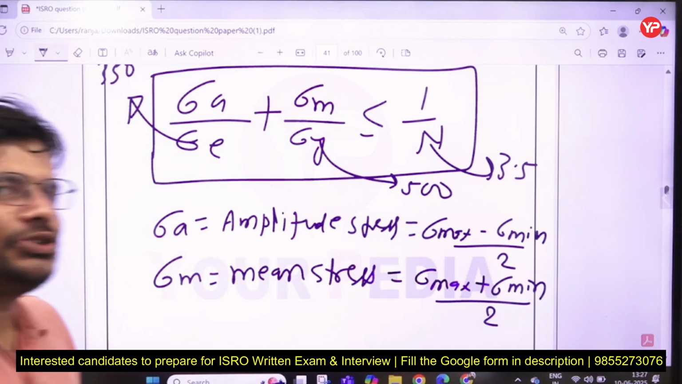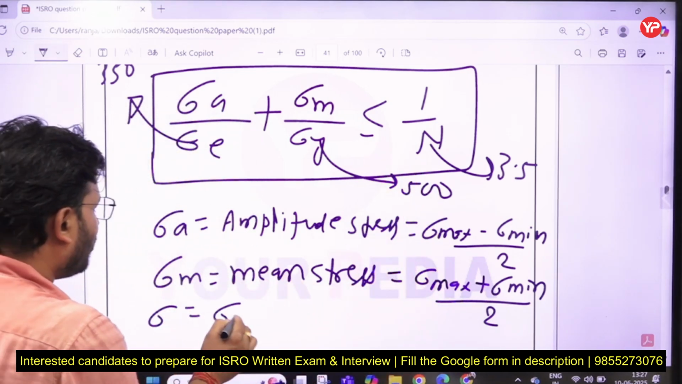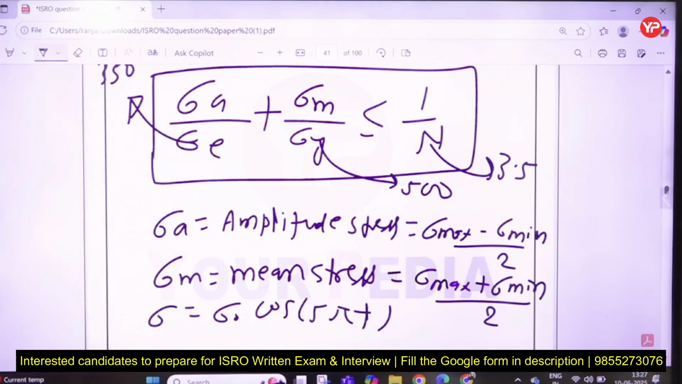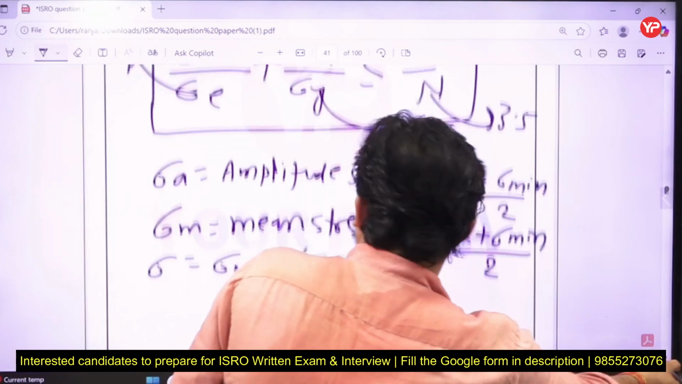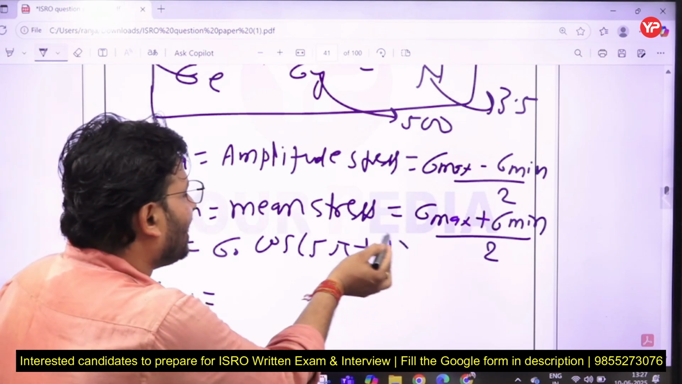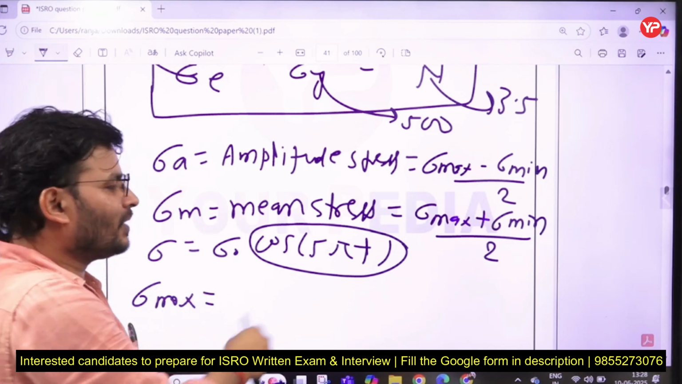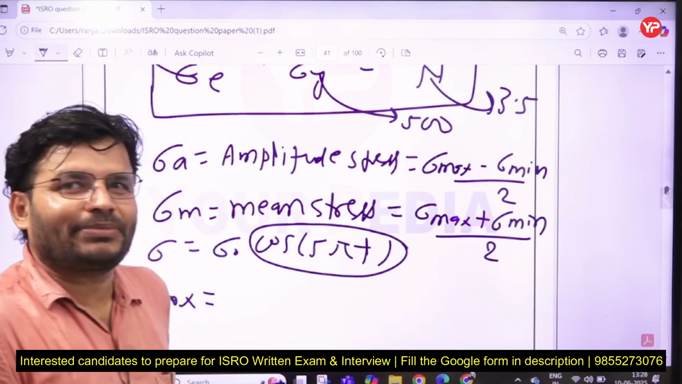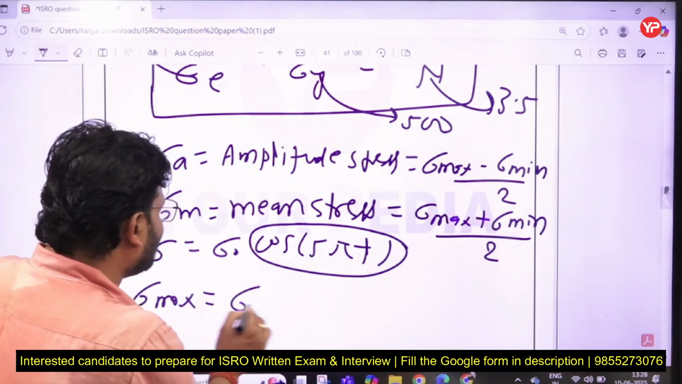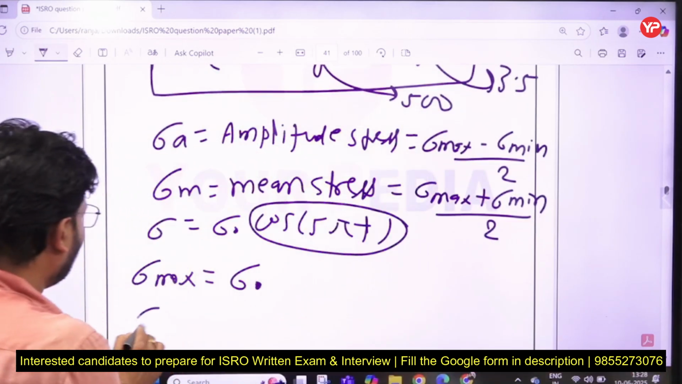Yes sir. So sir, in the question how can I calculate sigma max and sigma min? In the question sigma is given as sigma naught cos 5 pi t, right? Sir, what will be the maximum value of sigma max? Sigma max will be maximum when cos 5 pi t is maximum. Sigma naught is constant. If you want sigma maximum, then cos 5 pi t should be maximum, and the maximum value of cos is obviously 1. So simply we get sigma naught, right? Now if you talk about sigma minimum, what is the sigma minimum, sir?